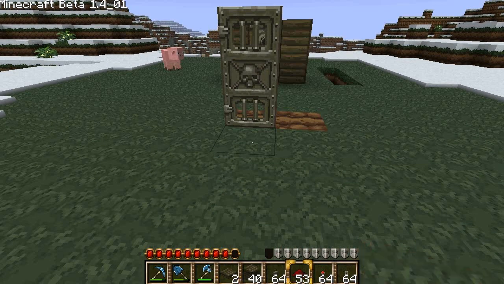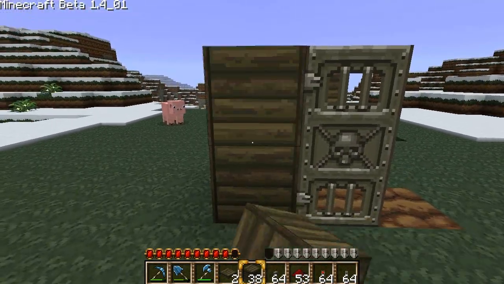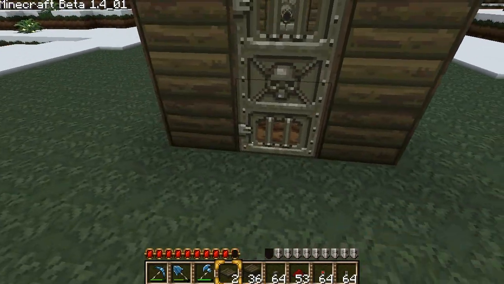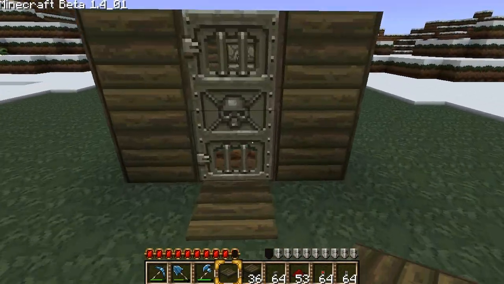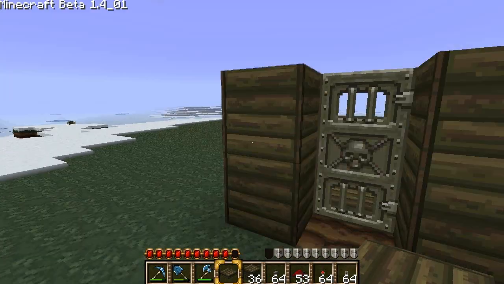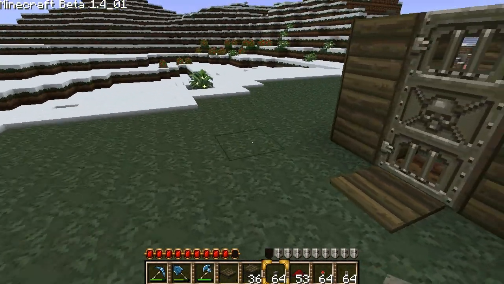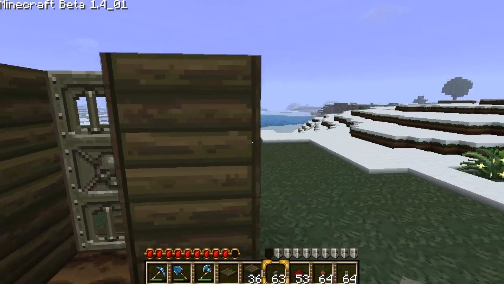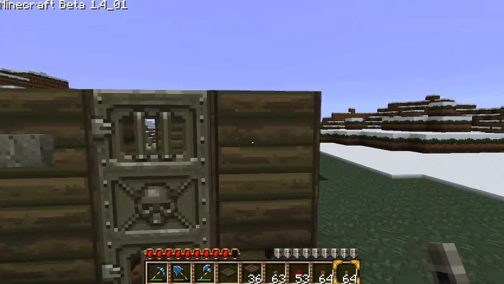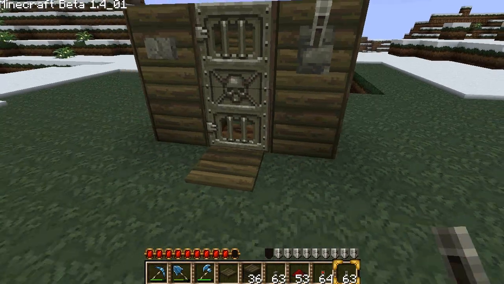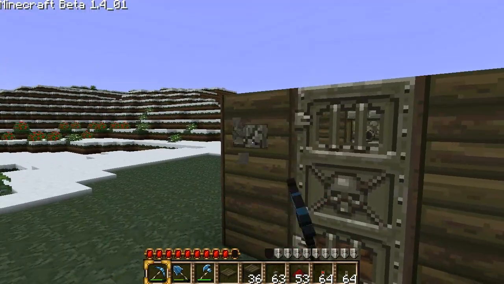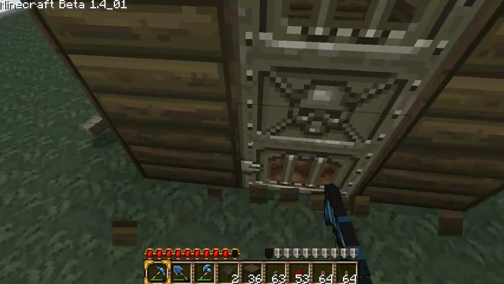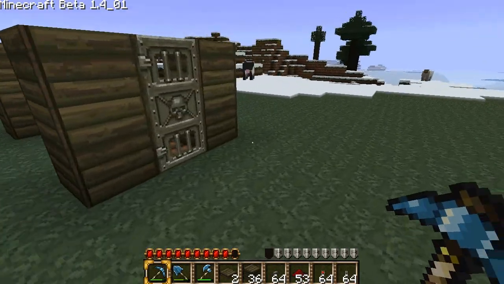You can open it in a couple of ways. If you have a pressure plate, the door will open and you can merrily walk through it. You can use a button and you click it and you can walk through it. And you can also use a lever and you can open it. Obviously you can connect this to a puzzle sort of arrangement.